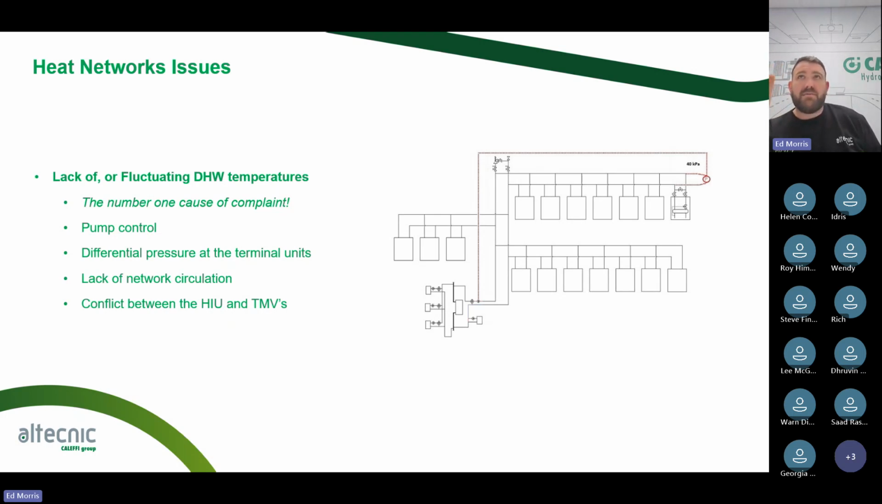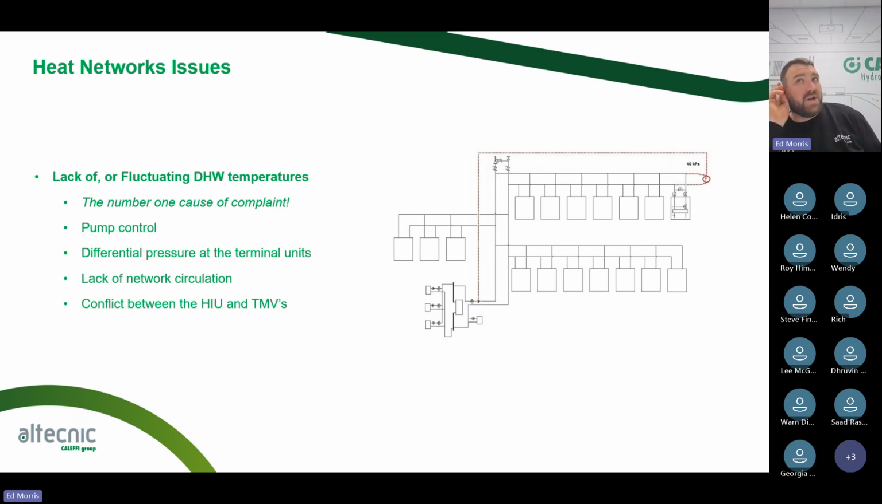So if a HIU needs a minimum of 50 kPa, we could set that index sensor to 60 kPa, so we know we're delivering more than enough differential pressure to the most remote HIU. As we then come close to the energy center, we know we're going to have an abundance of energy to work through. So pump control is key.